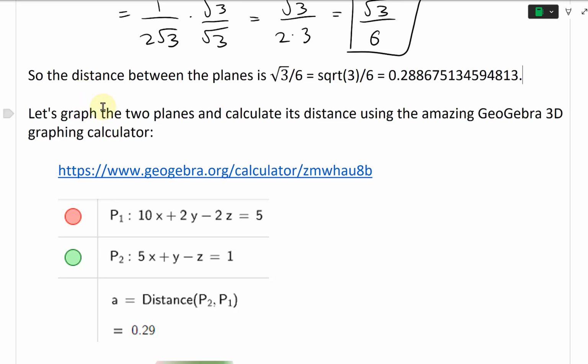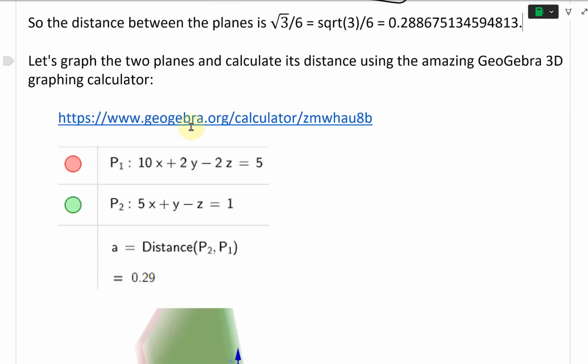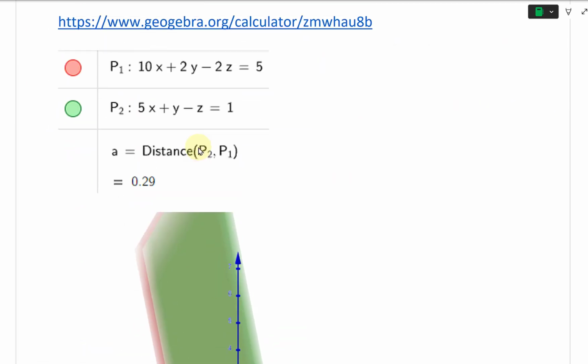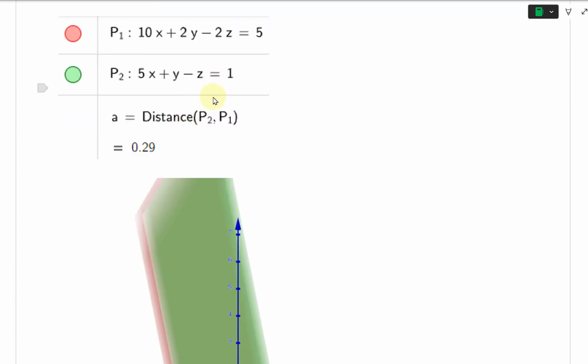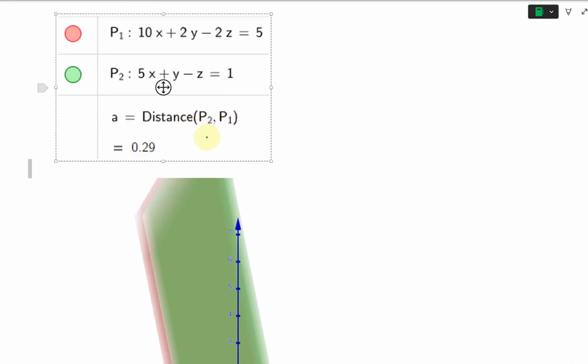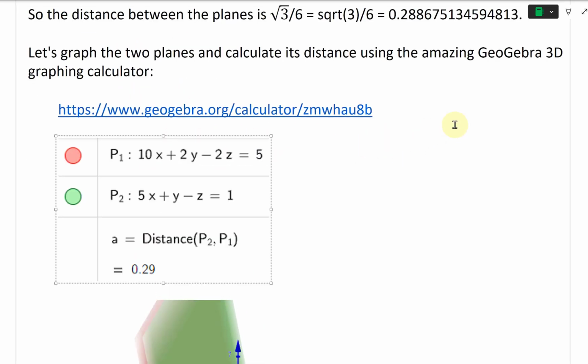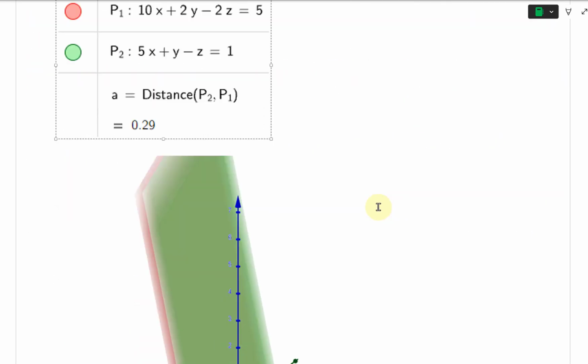Anyways, let's go further. So let's graph the two planes and calculate the distance using the amazing GeoGebra 3D graphing calculator. As always, it even has distances from planes. So here's plane 1, 10x plus 2y minus 2z equals 5. And here's plane 2 in green, 5x plus y minus z equals 1. And to calculate distance A, just type distance between plane 1 and plane 2. It's just 0.29, rounded up from 0.288.